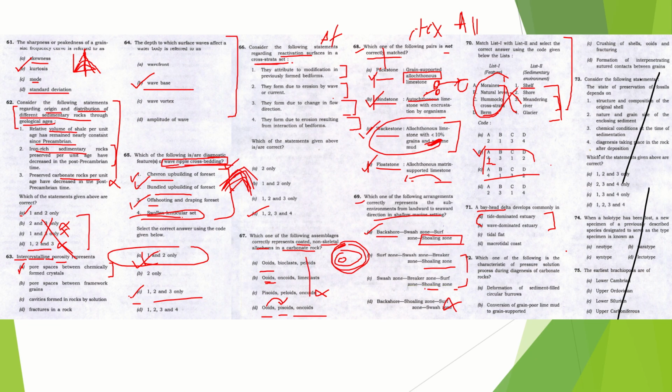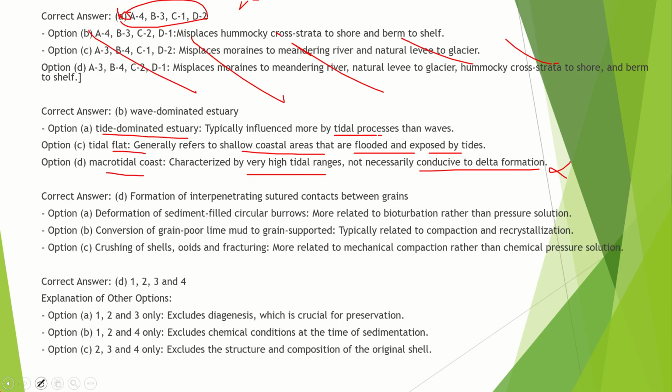Coming to the 72 question. Which one of the following is the characteristic of pressure solution process during diagenesis of carbonate rock? Now the question is on carbonate. It's asking about the pressure solution process, diagenesis of carbonate rock. When does it happen? Deformation of sediment filled with circular burrows? No. Conversion of grain supported lime mud to grain? No. Crushing of shells, ooids, and fracturing? No. Formation of interpenetrating sutured contacts between the grains. That is where it happens.